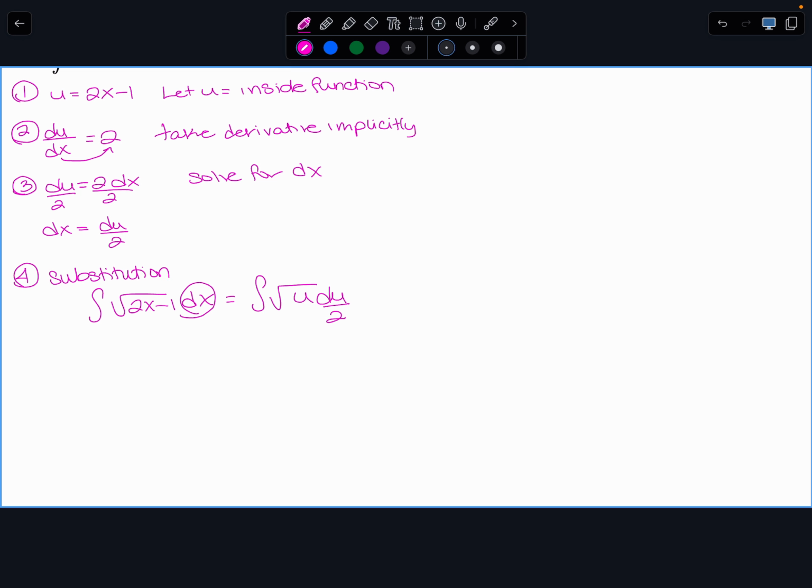I'm going to rearrange it slightly so that the 2 in the denominator makes a 1/2. And then I have my square root of u as u to the 1/2. And then I have du.